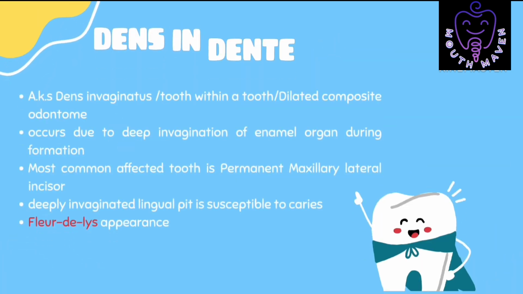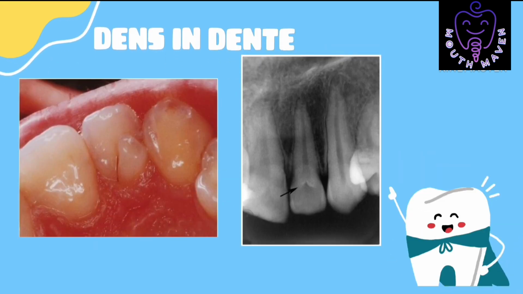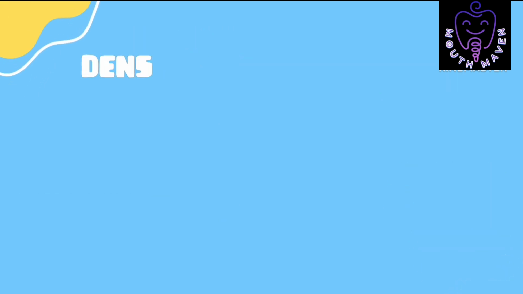Now, we will study about dens indentae. It is also known as dens invaginatus, tooth within a tooth, dilated composite odontome. It occurs due to deep invagination of the enamel organ during formation. The most commonly affected tooth is the permanent maxillary lateral incisor. In this, the deeply invaginated lingual pit is susceptible to caries and a fluid-lysis appearance is seen. Here is the image of dens indentae along with the radiographic image of the dens indentae.